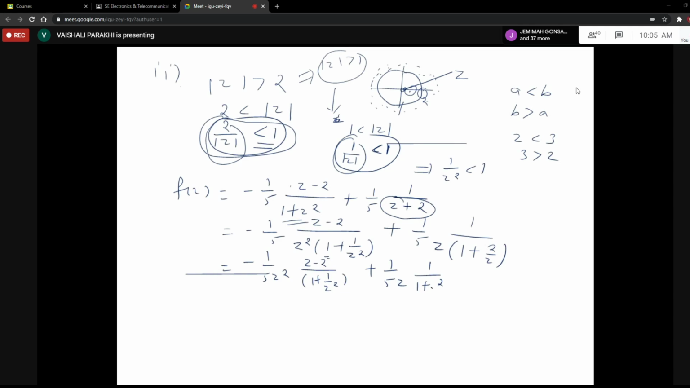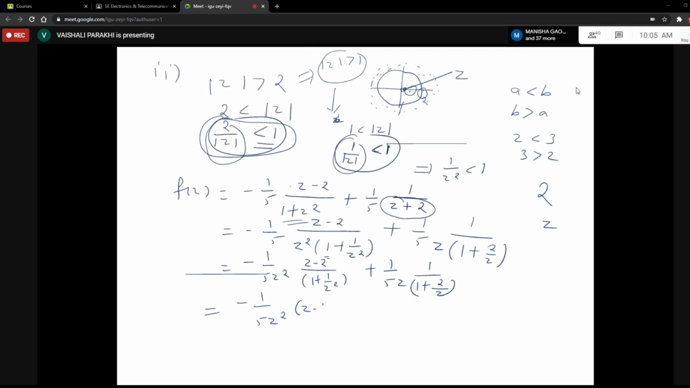Now see, purposely I am writing 2 in a different manner. When I write this, this is 2, right? And this is my z. So don't get confused between 2 and z, students. So it is equal to, now, minus 1 by 5 z square.